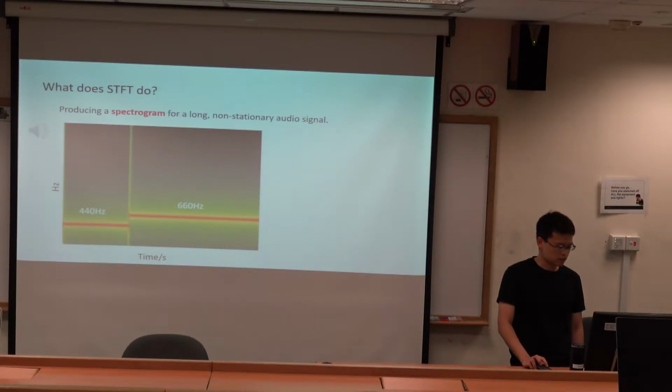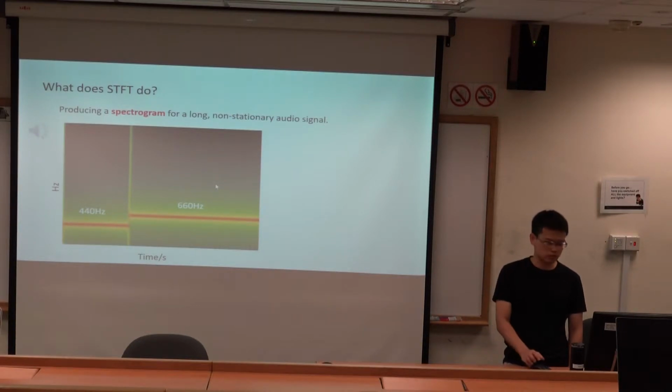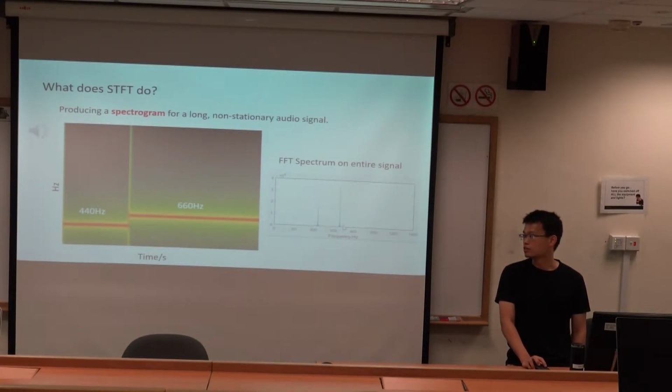That's a C note and a G note, with lengths of 1 second and 2 seconds. If we calculate the DFT of this whole length, it will be like this. This is the first 440 frequency, and this is the 660. So it does not make any sense.